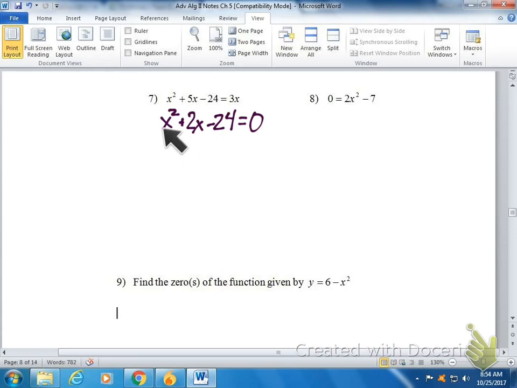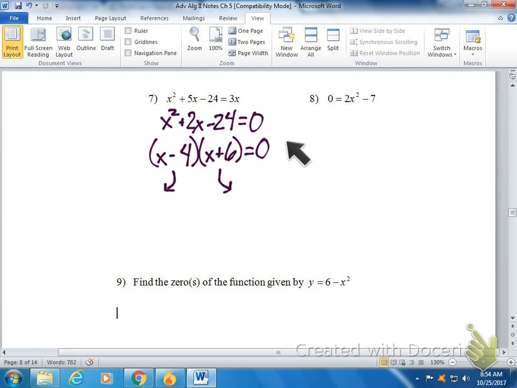So here's a situation where I'm not just left with an x squared, I also have an x. I cannot use the square root method. I have to go to a different method. Since we learned factoring yesterday, let's do it. We've got to figure out what multiplies to negative 24, adds to 2, and we've got negative 4 and positive 6.